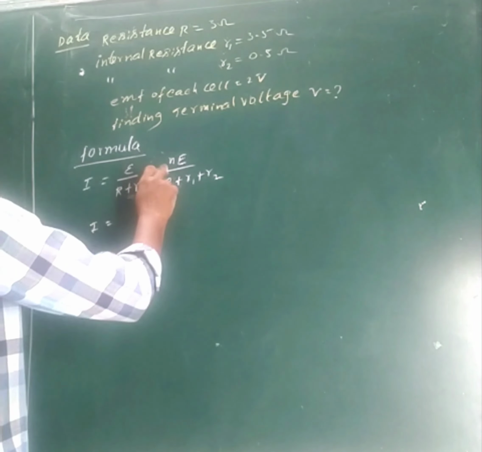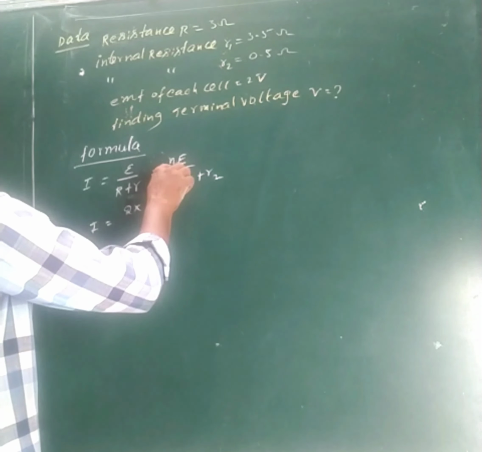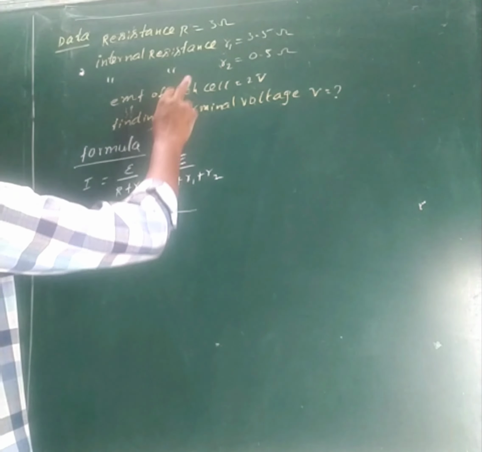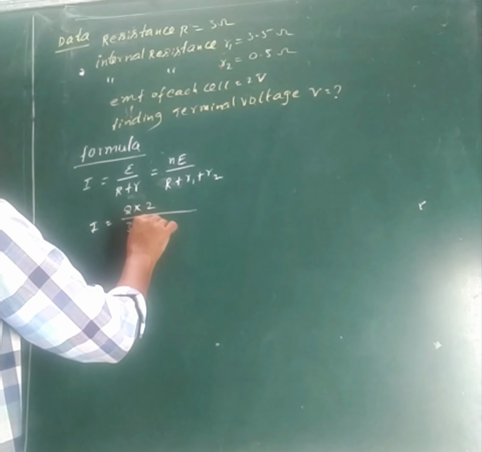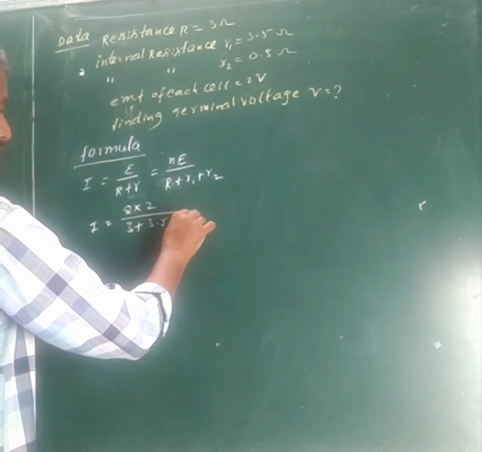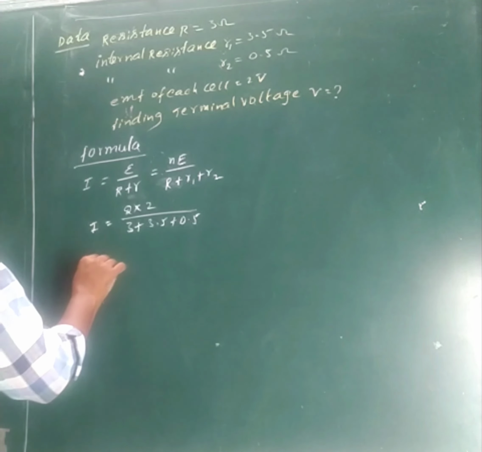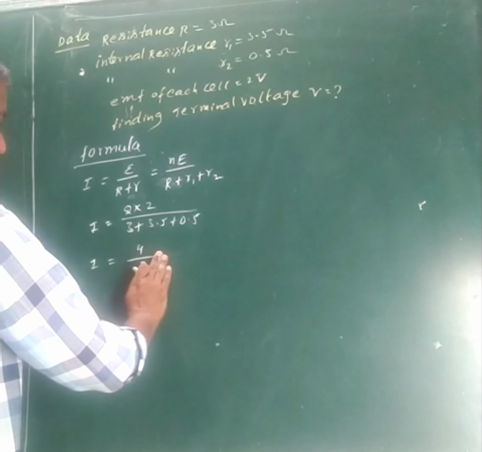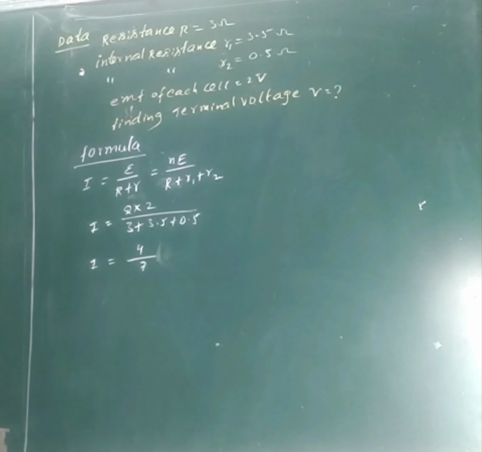Now substitute I equal to N, that is 2 cells, and each one EMF is 2, by external resistance 3 ohm, internal resistances 3.5 plus 0.5. By solving this, we get 4 by 7. 4 by 7 is the current.